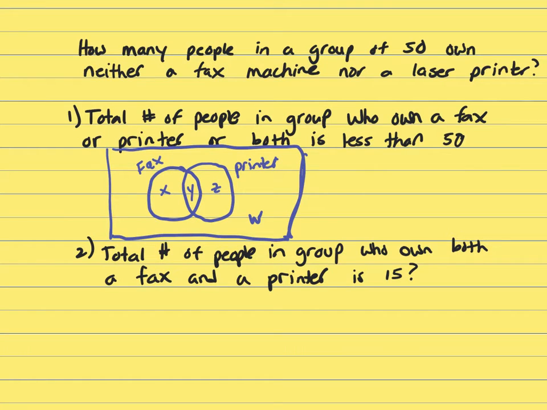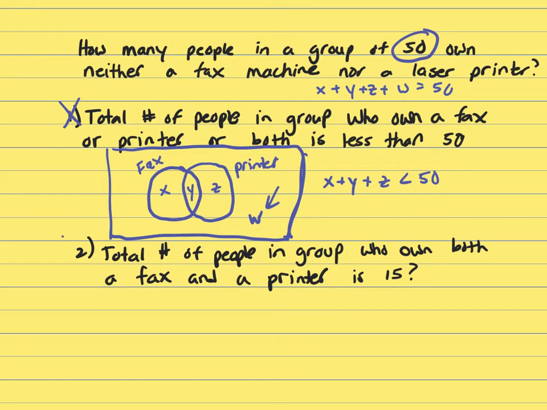So based on what's given, I know X plus Y plus Z plus W would give me 50 because I have a group of 50 people. Now, clue 1: total number of people in the group who own a fax or printer or both is less than 50. So that means X plus Y plus Z is less than 50. Tells me nothing about these poor people out here that do not own either one. So clue 1 does not work independently.